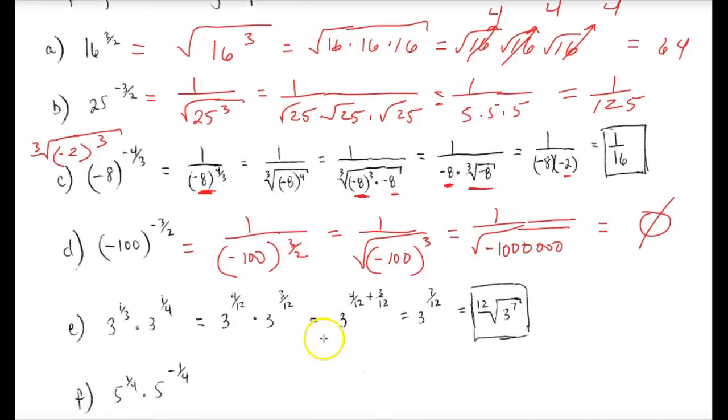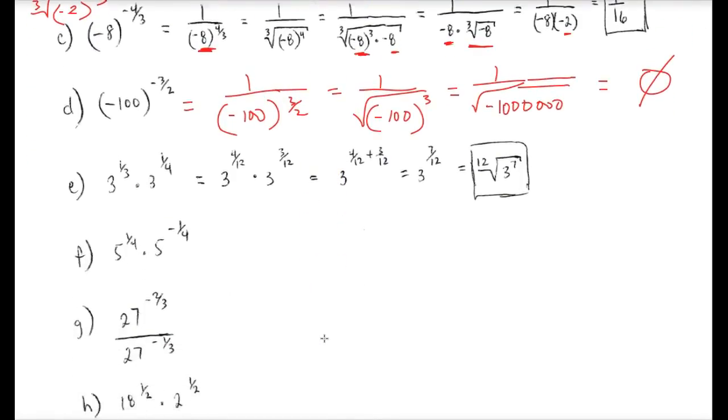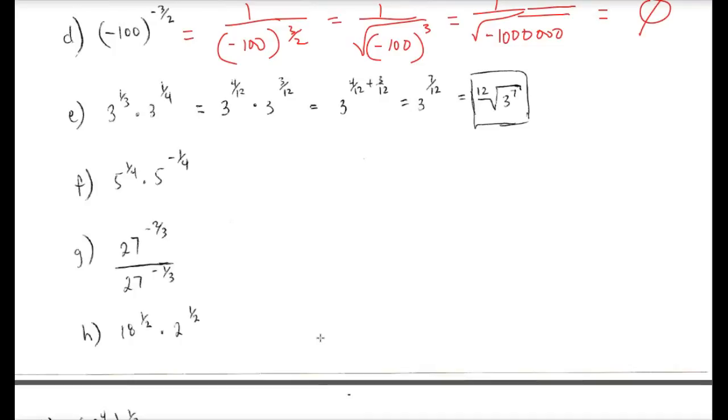For the next example here, we have 3 raised to the 1/3 times 3 raised to the 1/4. And so what we're electing to do here is, we know that we have the same base in both of these exponential expressions. So we are converting, or taking these fractional exponents and writing them as equivalent fractions so that we can add them together here. And of course, we have 3 raised to the 7/12. And of course, we can put that back in radical form.